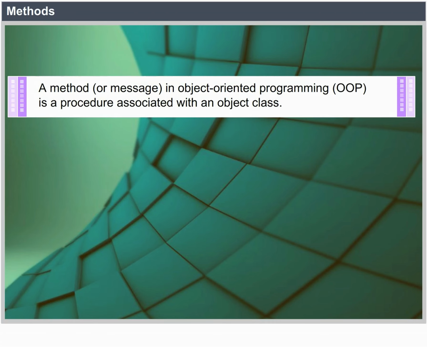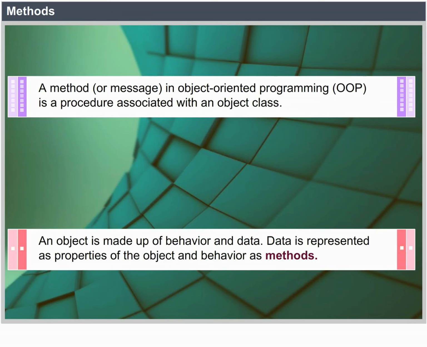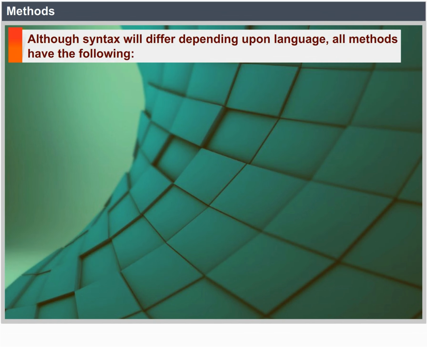Methods. A method or message in object-oriented programming is a procedure associated with an object class. An object is made up of behavior and data. Data is represented as properties of the object and behavior as methods. Although syntax will differ depending upon language, all methods have the following.